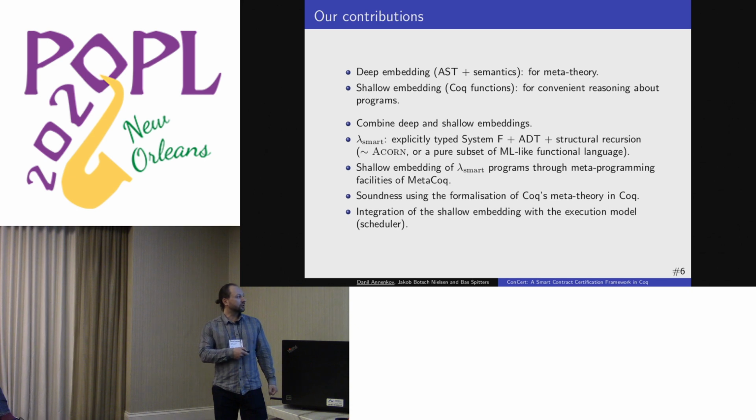So this shallow embedding gives us a function. And we integrate our shallow embedding with the execution model that takes care of executing contracts and maintaining the state of the blockchain. So we can reason about smart contract specific properties.